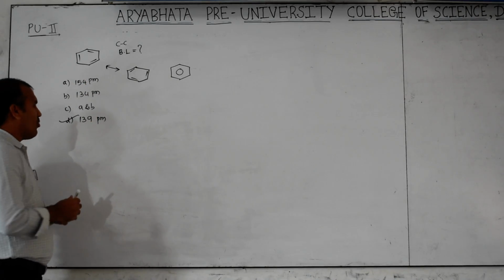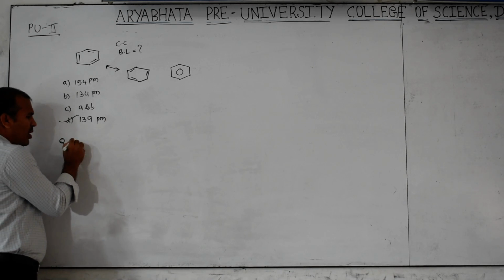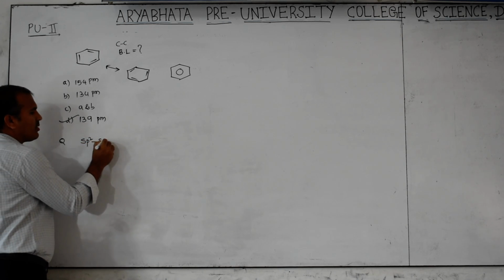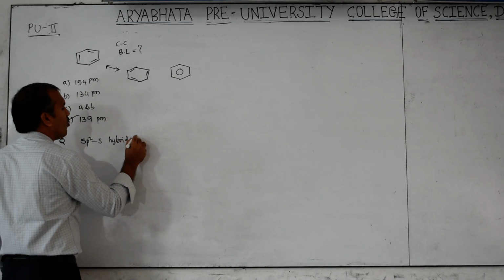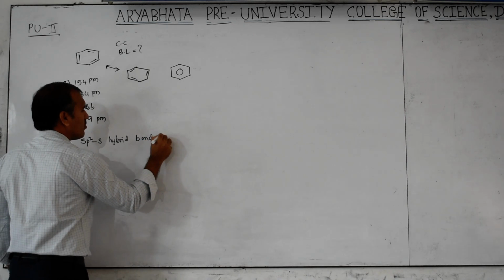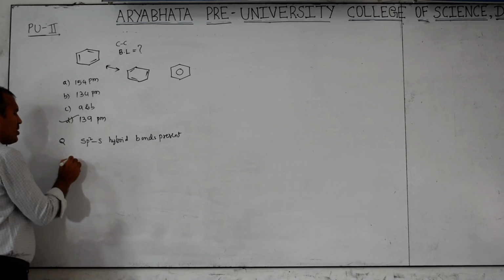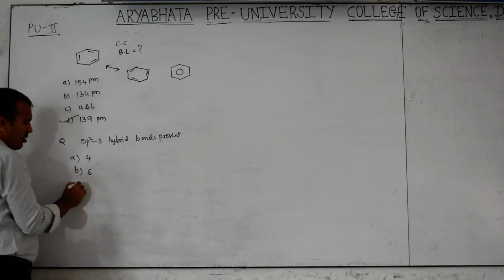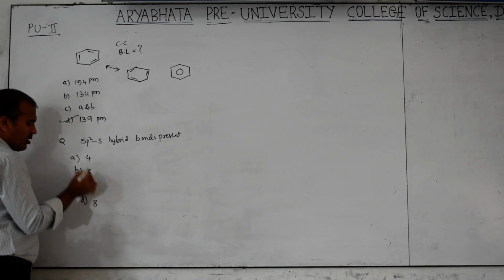So now from this question only, one more they will change here. How many sp2-s hybrid bonds are present in this benzene? Options are given: A 4, B 6, C 3, D 8.